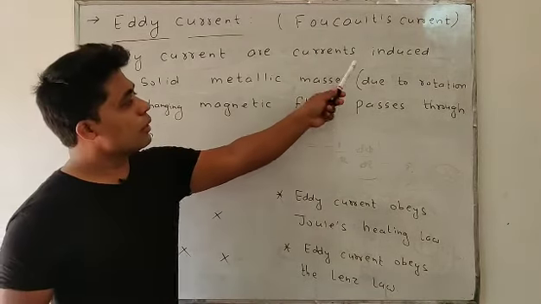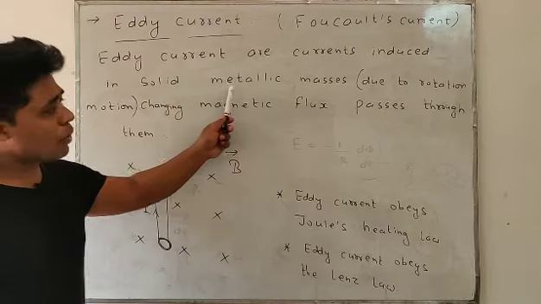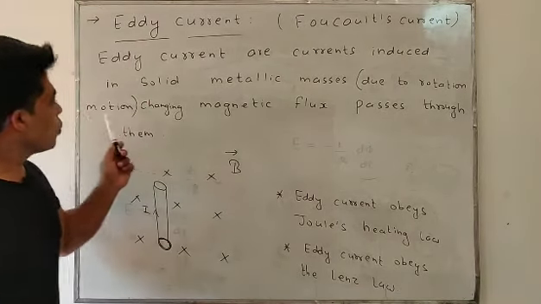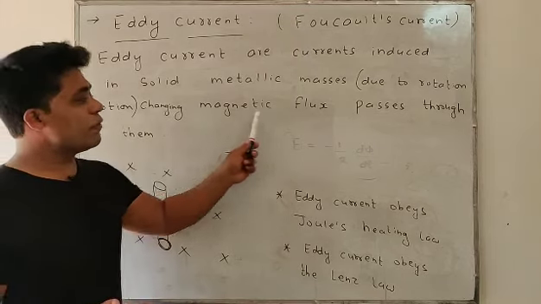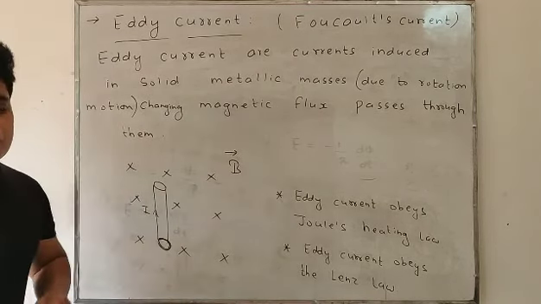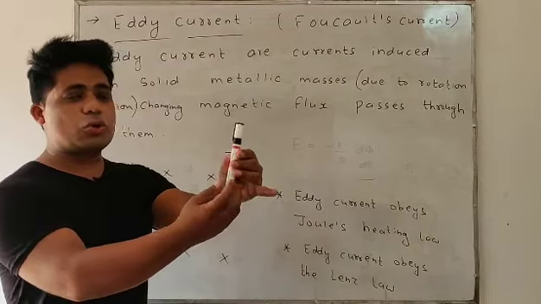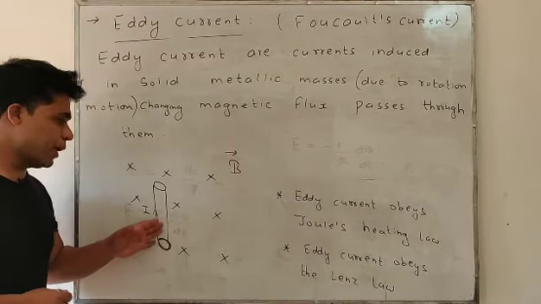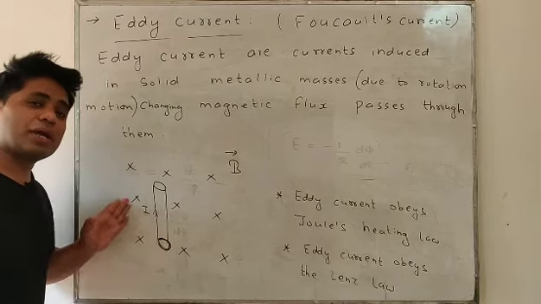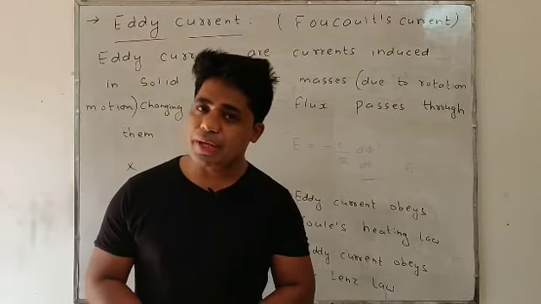Eddy currents are currents induced in solid metallic masses due to rotational motion when a changing magnetic flux passes through them. Simple. Whenever an object executes rotational motion like this in an external magnetic field, then due to the change in flux it produces current, and that current is said to be eddy current.